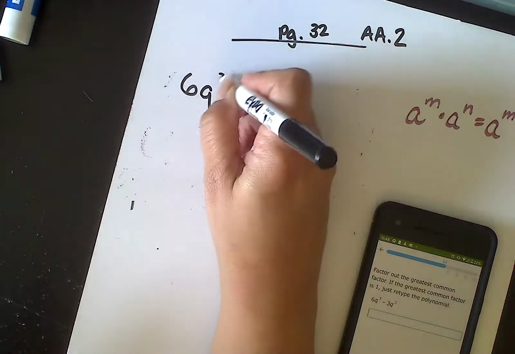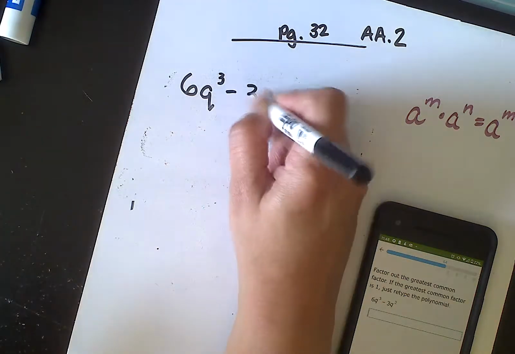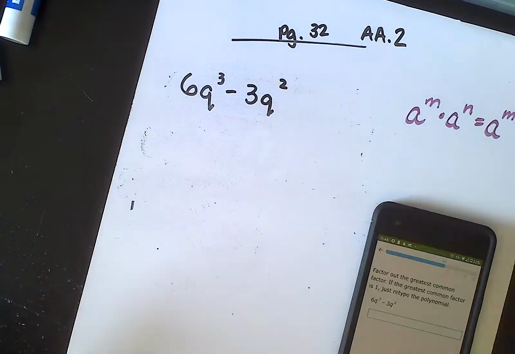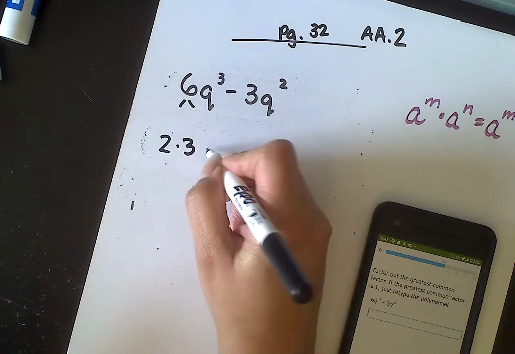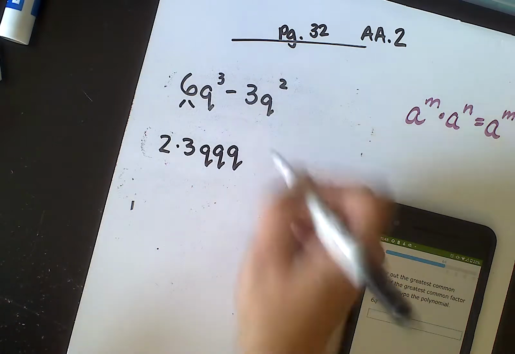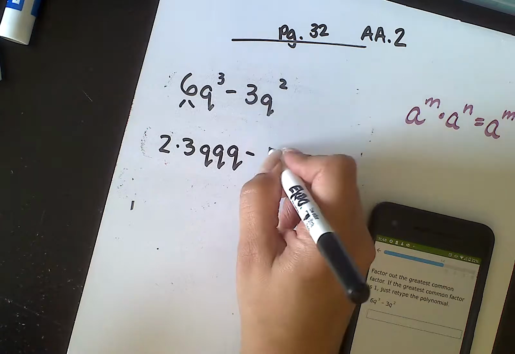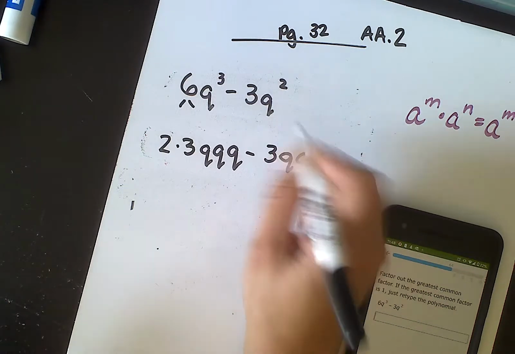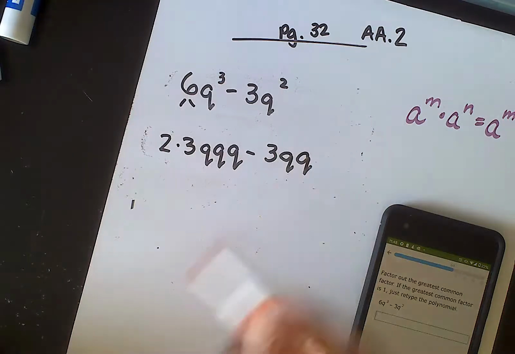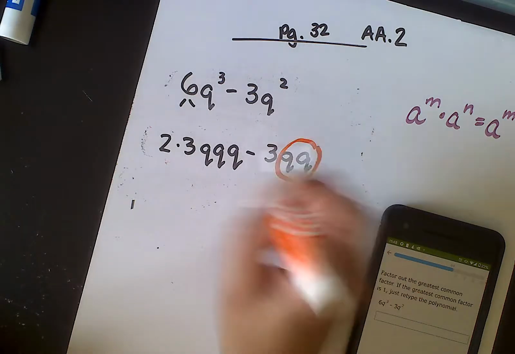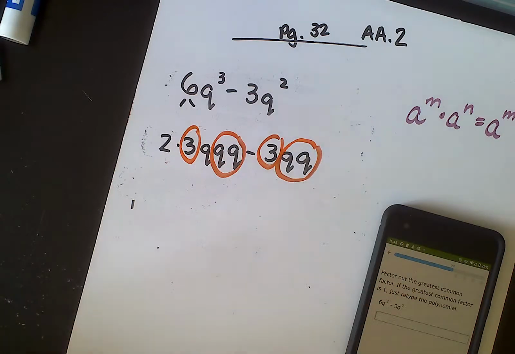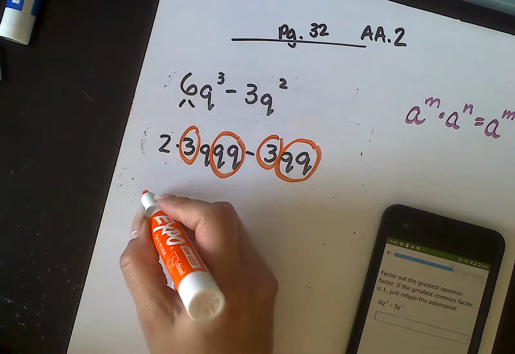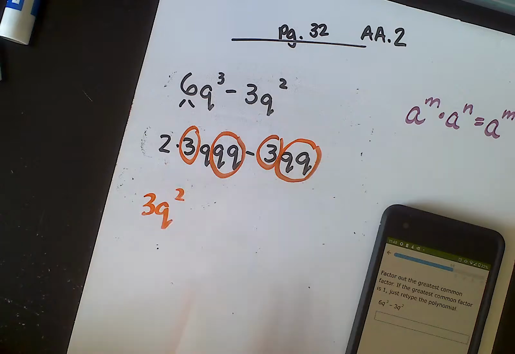6q cubed minus 3q squared. All right, again, we have a composite number, so 2 times 3, that should be 1, 2, 3 q's, minus, I have a prime number here, and 2 q's. Okay, so obviously they both have 2 q's in common and a 3. Now, I think this is where some of you guys are getting a little confused, because here, that means 3q squared is my GCF.